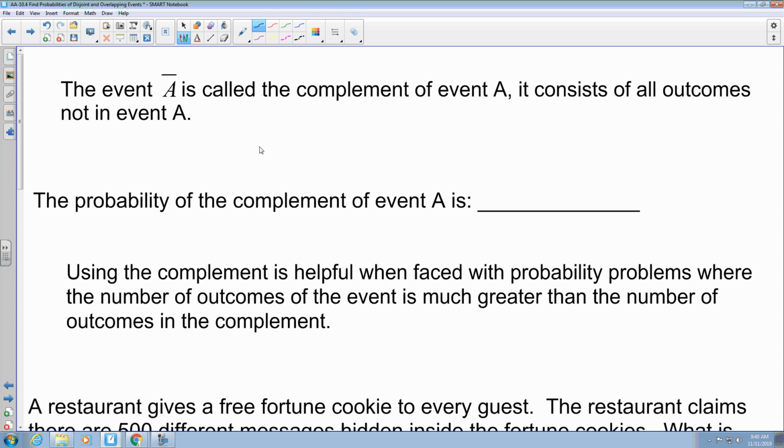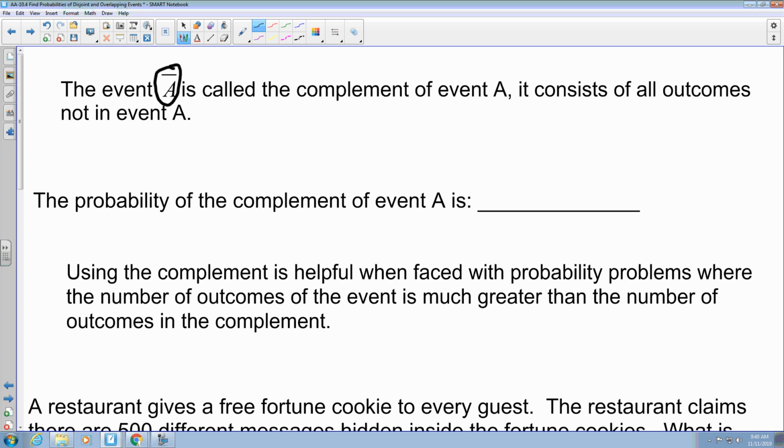Next, we're going to look at what is called a complement of an event. Anytime you have this horizontal line over an event, they want to know what the complement is, which is basically you're trying to figure out the outcomes that are not part of the event.